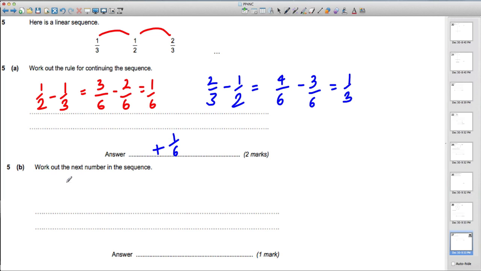Work out the next number in the sequence. Well, it must be 2/3 plus a sixth. Make them both over 6, so that would be 4/6 plus 1/6, which of course is 5/6.